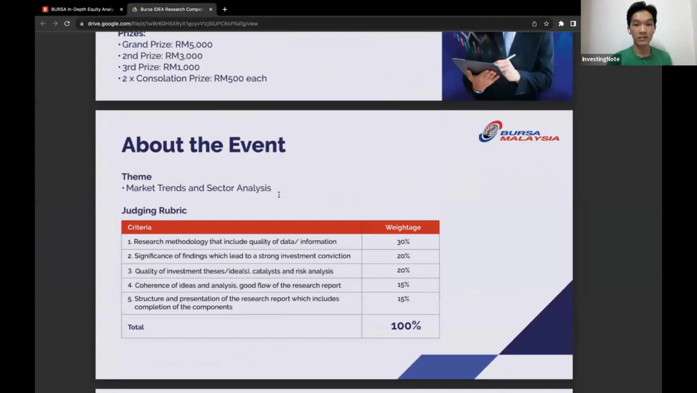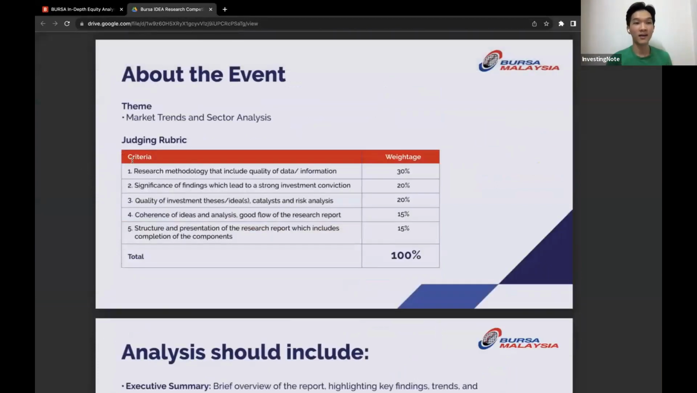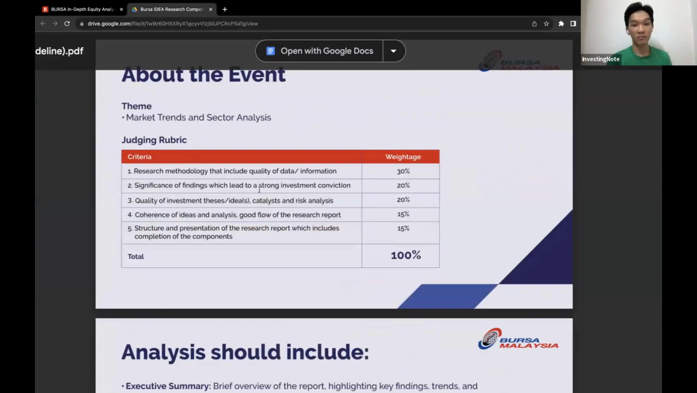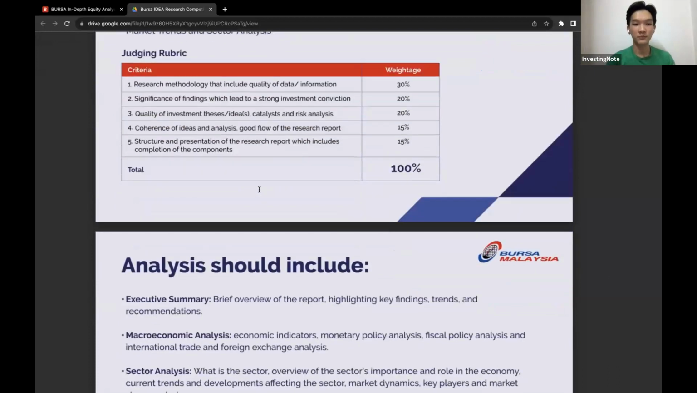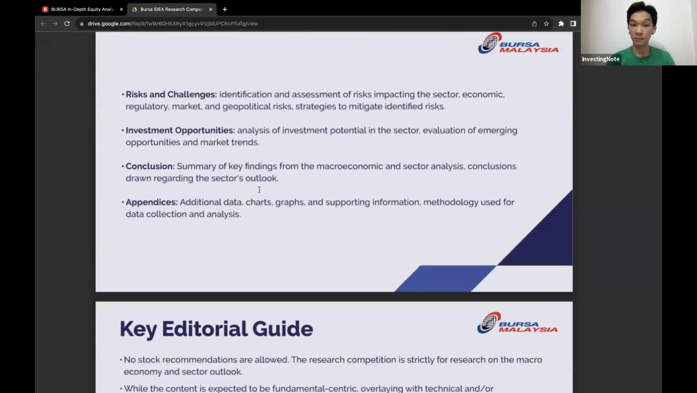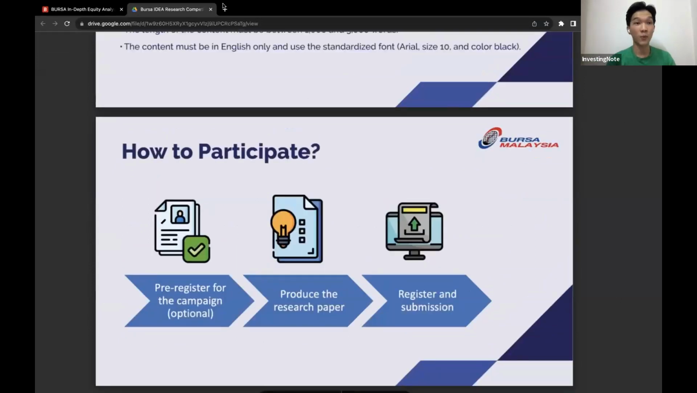So maybe this is the judging rubric that everyone is mentioning about earlier. 30% is based on the research methodology, 20% is based on the significance of the finding, another 20% will be on the quality and so on. I believe you all can read through it. That's about it on the judging rubric, and I believe the prizes are there to wait, and that's all from my side. Maybe we could continue on answering the questions.